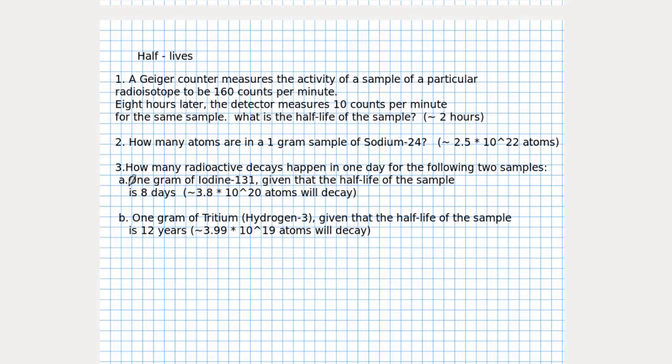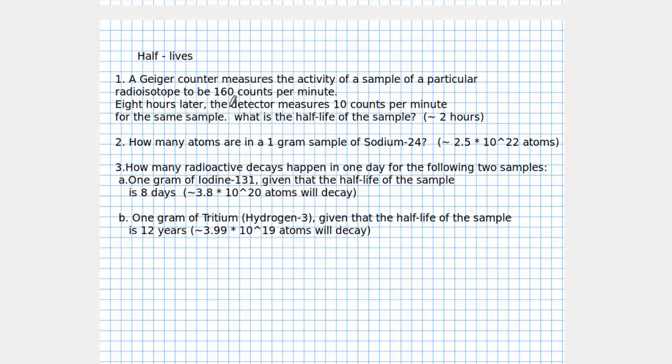So the questions are, suppose you have a Geiger counter, which is a device that measures radioactivity. It measures the activity of a sample of a particular radioisotope to be 160 counts per minute. So this is this thing that you might have seen in movies or other places where you've got a device that you stick into a radioactive thing and it goes tick, tick, tick, tick, and it counts how many times it measures something hitting it.